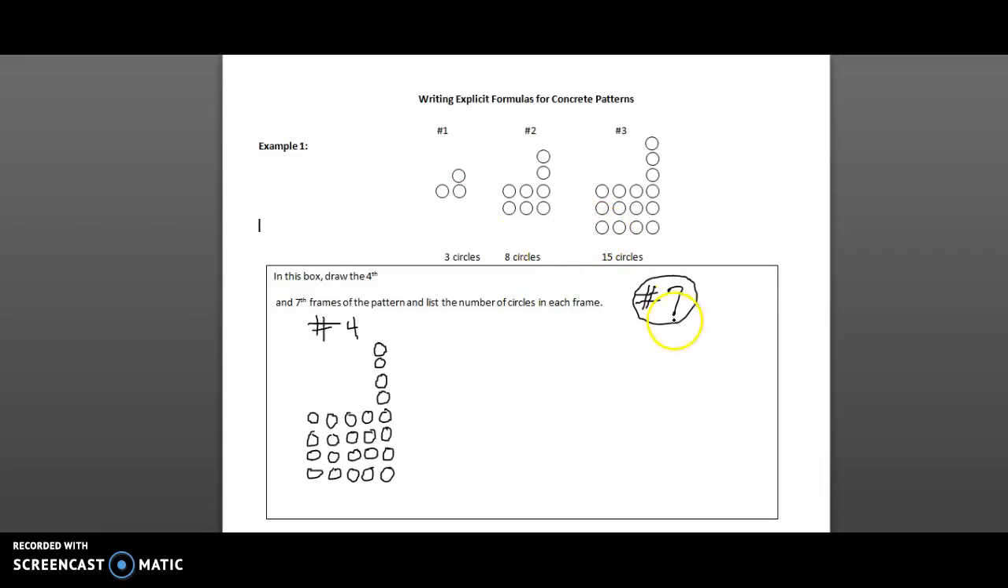So I'm on the 7th frame. I need 8 circles across the bottom. So I'll draw those.